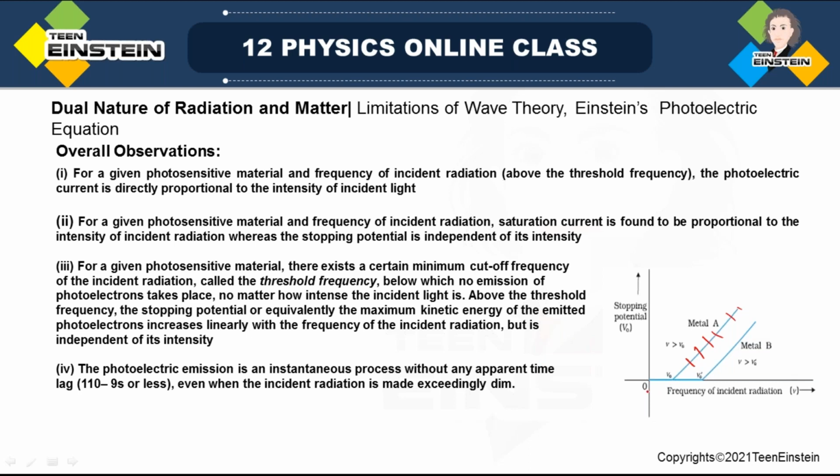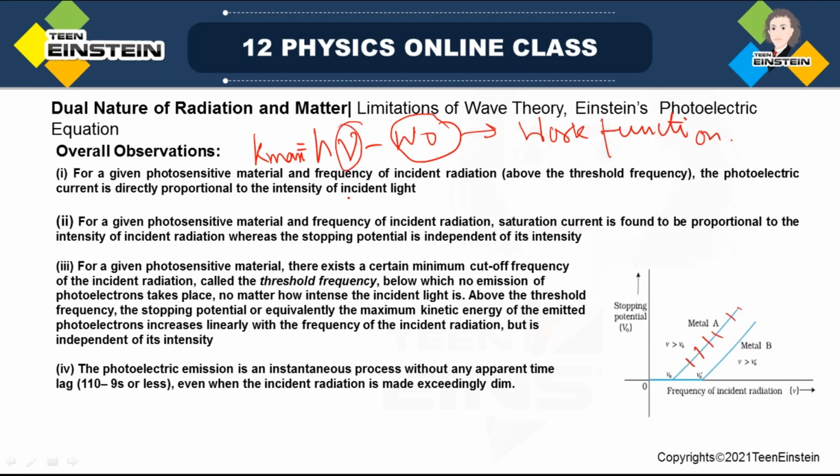Also, how can it explain the threshold frequency? Even if you have very large intensity, you may not get the photoelectric effect, because according to Einstein's equation of photoelectric effect, look, this is the work function. And as we know, energy depends on frequency. Various metals have different values of this work function.